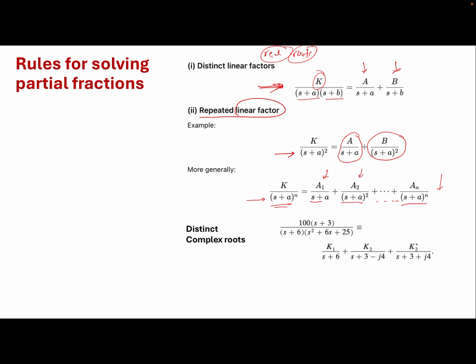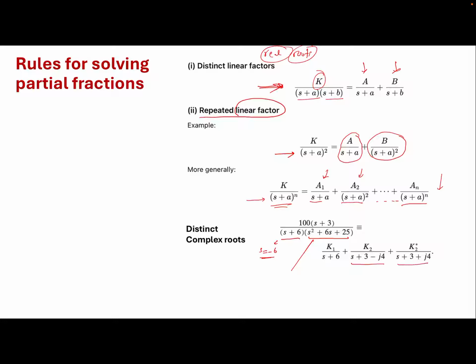Now imagine that sometimes you may have a multiplication of distinct roots and complex roots. For example, this is the real distinct root, s equals minus 6. So this is a distinct root. But if you find the roots of this quadratic equation, they come out to be complex roots. We're going to do this example, and it will become clearer, but this can be expanded into these two things.